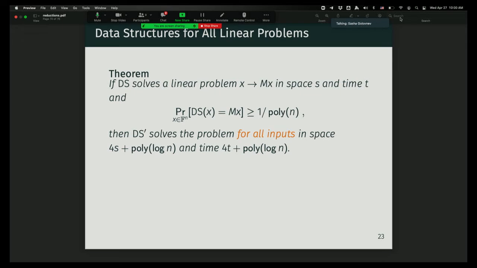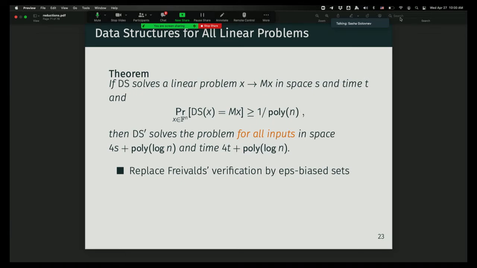Similar ideas give you data structures that solve your problem, any linear problem, for all inputs with essentially the same space and essentially the same time. You just multiply them by 4. Here we need to add a couple more technical details.